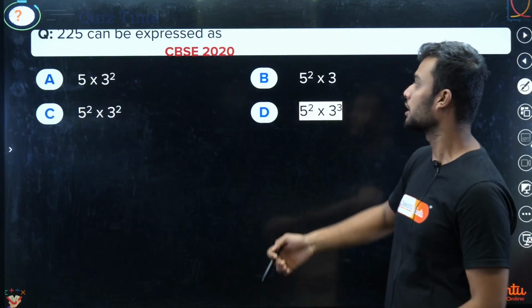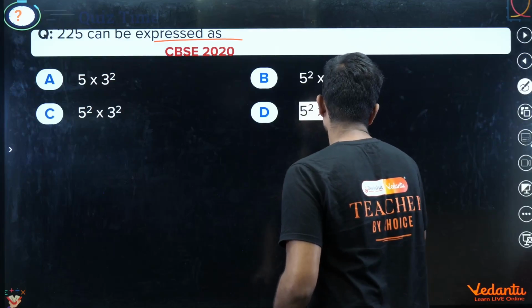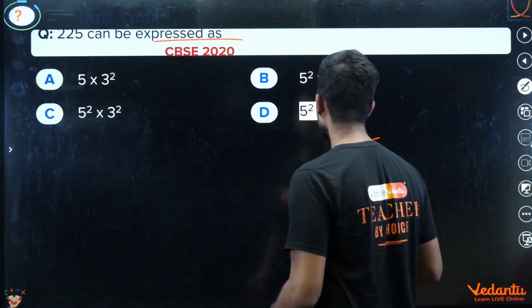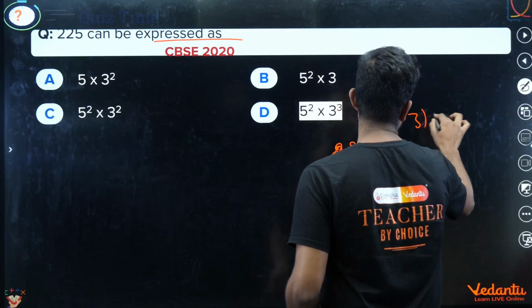Okay, students, first question. 225 can be expressed as, we have 4 options. Come on, let's find out fast. 225. First start with 2. 2 is not possible. Next 3. 3 into 25.